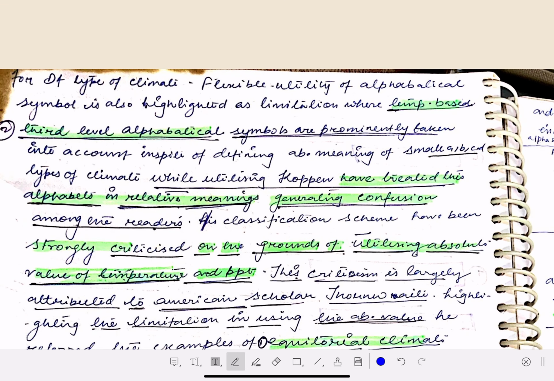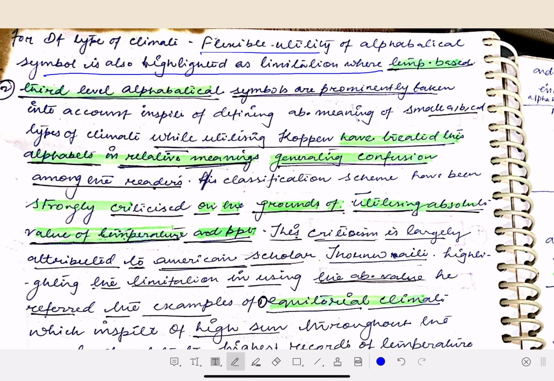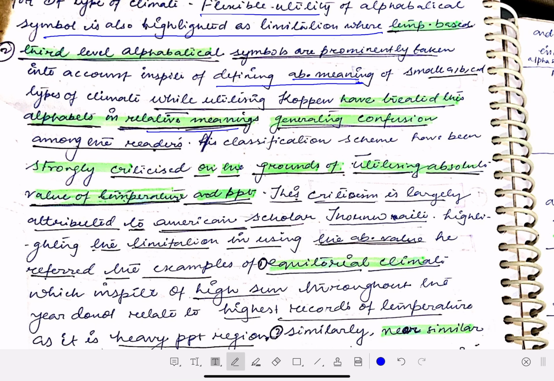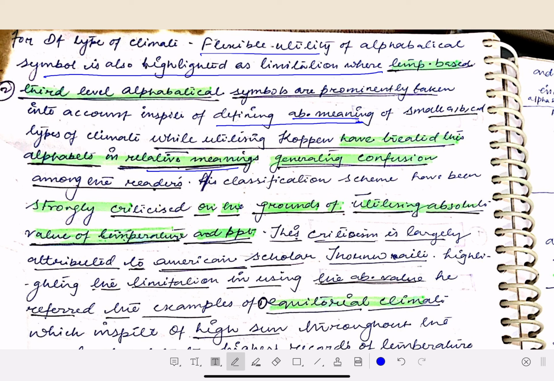Next. Flexible utility of the alphabetical symbol is also highlighted in this limitation, where the temperature based third level of the alphabetical symbol, as you have seen DFA, DFB, DFC, DFD, is taken into account. In spite of defining the absolute meaning of the small a, b, c, d types of climate, Koppen treated the alphabets in a relative meaning. Means that he said there is no large difference between a, b, c, d types; somewhere there is 18 centimeter less, somewhere there is 18 centimeter more, and there is no stark difference. Hence, as a result, it generated confusion.